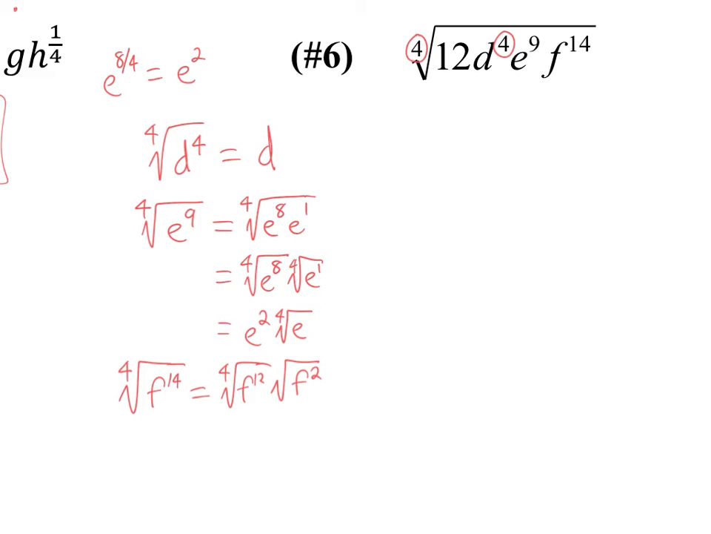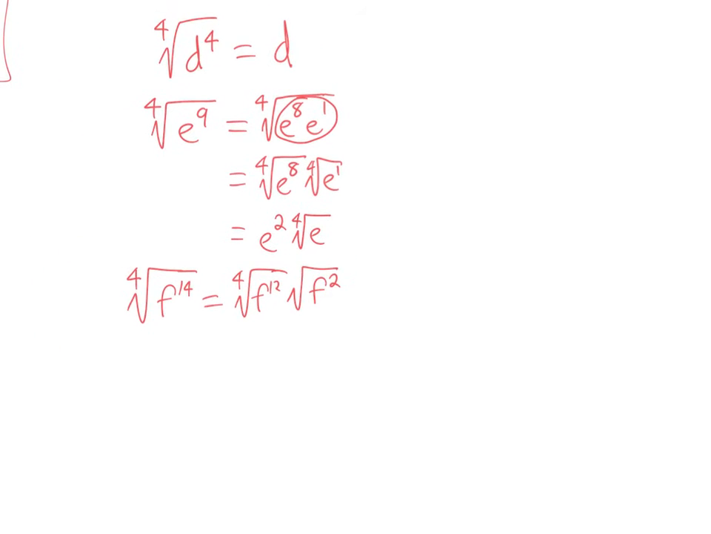Because 12 plus 2, f to the 12th times f to the 2nd is going to be f to the 14th, right? Kind of like we did up here. 8 plus 1 is 9, so 12 plus 2 is still 14. And what does that give us? Well, the 12 divided by 4 is going to be f to the 3rd.